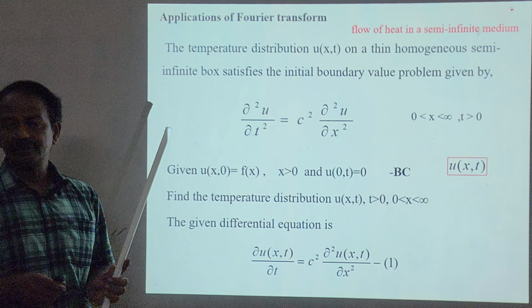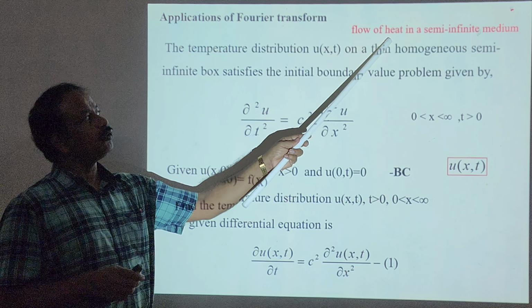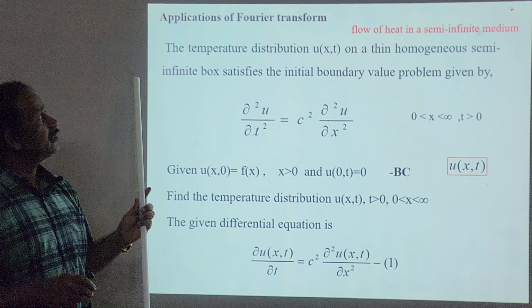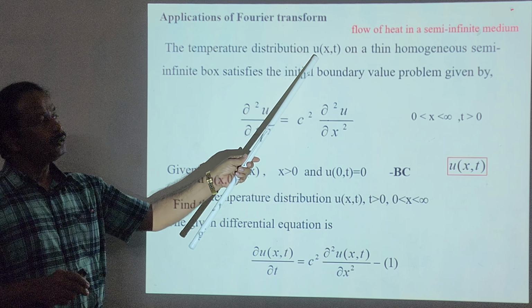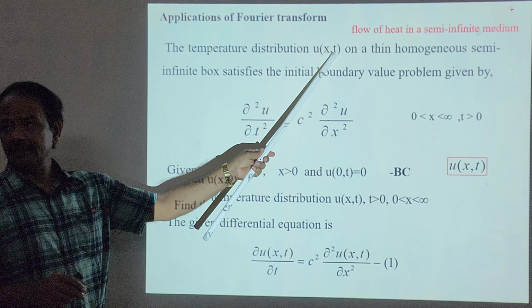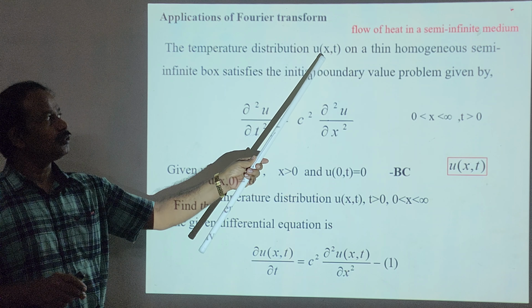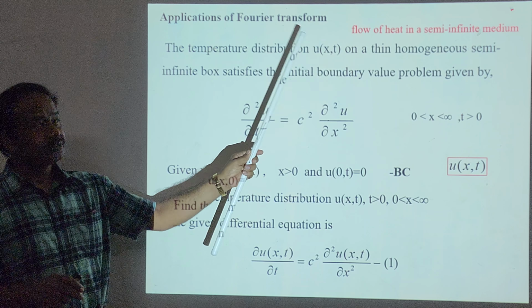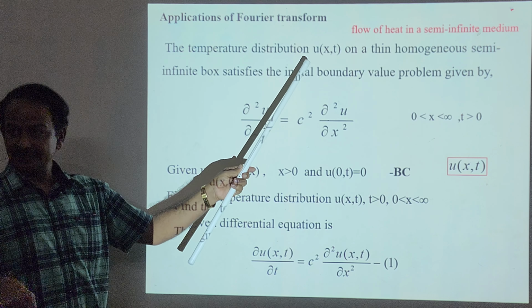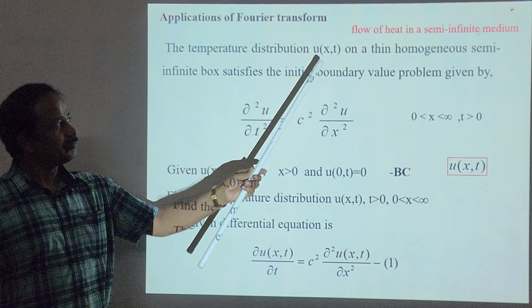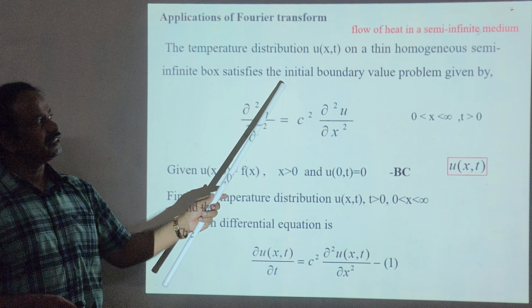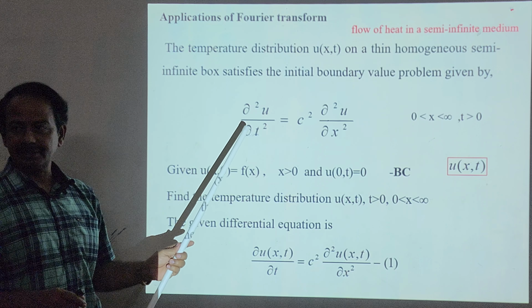As I said, the first application is flow of heat in a semi-infinite medium, and the temperature distribution u of x comma t, which depends on position and time. The temperature distribution on a thin homogeneous semi-infinite box satisfies the boundary value problem as given by.